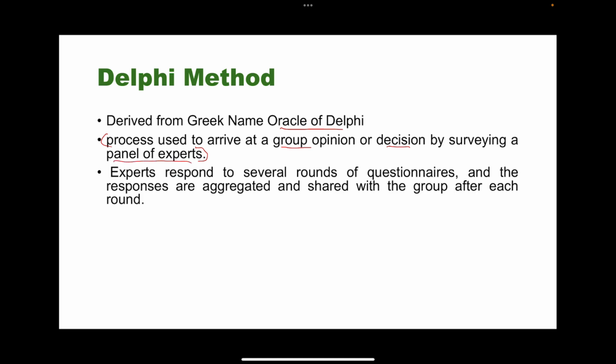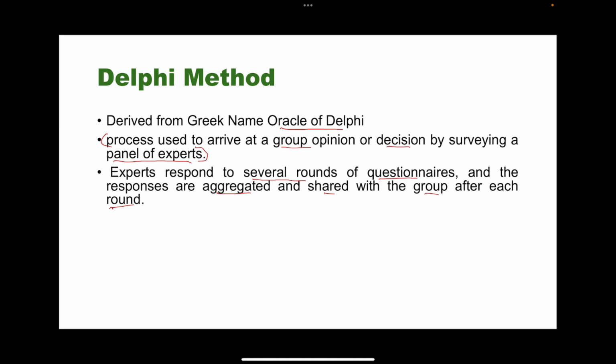And next is the most important method that is coming under the quantitative method. That is the Delphi method. It is derived from the Greek name Oracle of Delphi, that is one who predicts the future. This process is used to arrive at a group opinion or decision by surveying a panel of experts. Okay, this is similar to the expert opinion method, but is slightly different. Here also you are relying upon a panel of experts. These experts respond to several rounds of questionnaires, and the responses are aggregated and shared with the group after each.